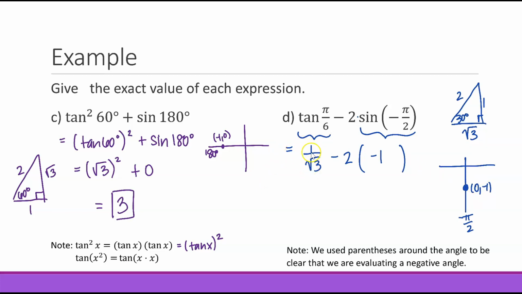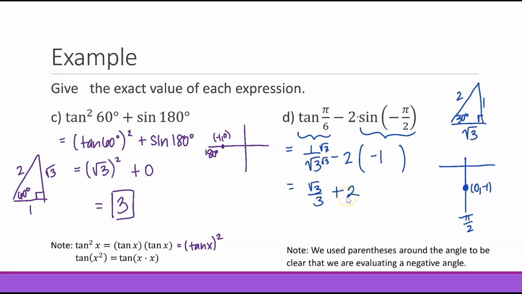And so now let's go ahead and rationalize. Multiplying the top and bottom by rad 3, we get rad 3 over 3, and then plus 2. So I'm multiplying this -2 times -1, right? So these are multiplied together. The two negatives cancel, leaving me with a positive.